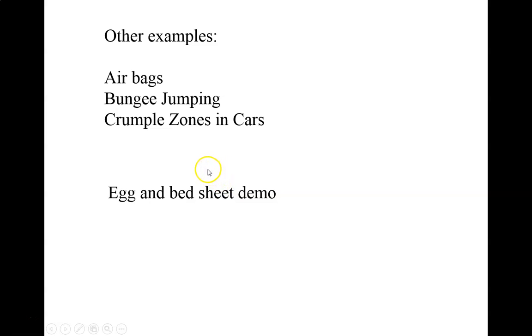Again, there's lots of instances where you want to extend the time and decrease the force of contact. Airbags, your face, if you come into a crash, your face could hit the steering wheel and come to a stop quickly, or your face could hit an airbag and come to a stop still very, very quickly, but more slowly than hitting the steering wheel.